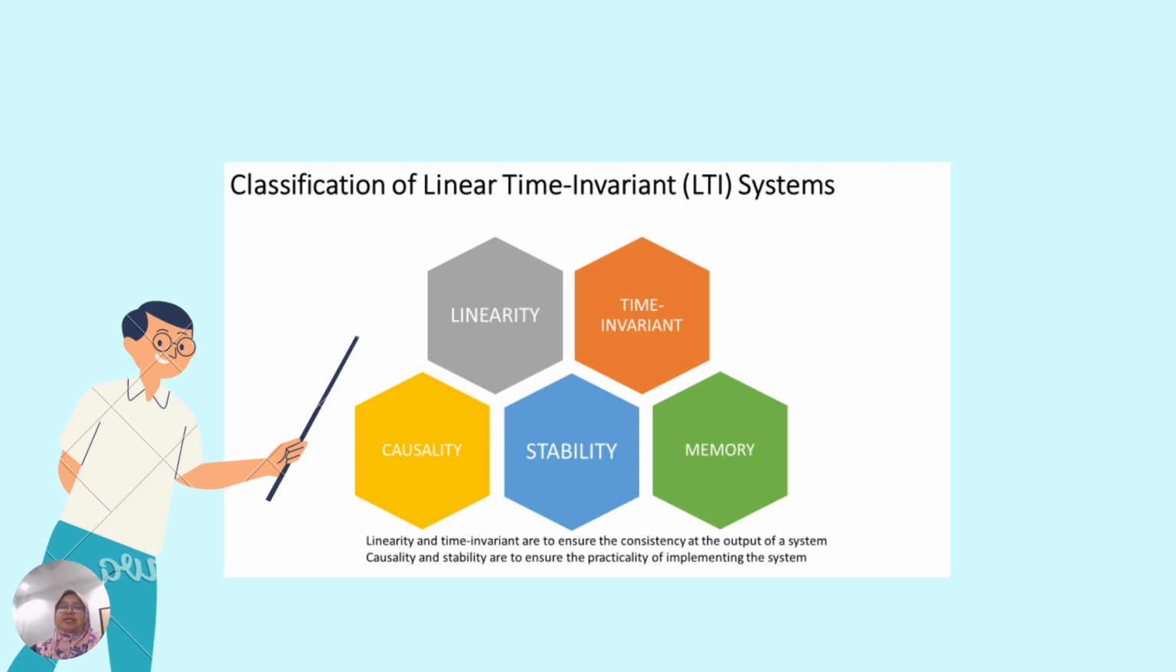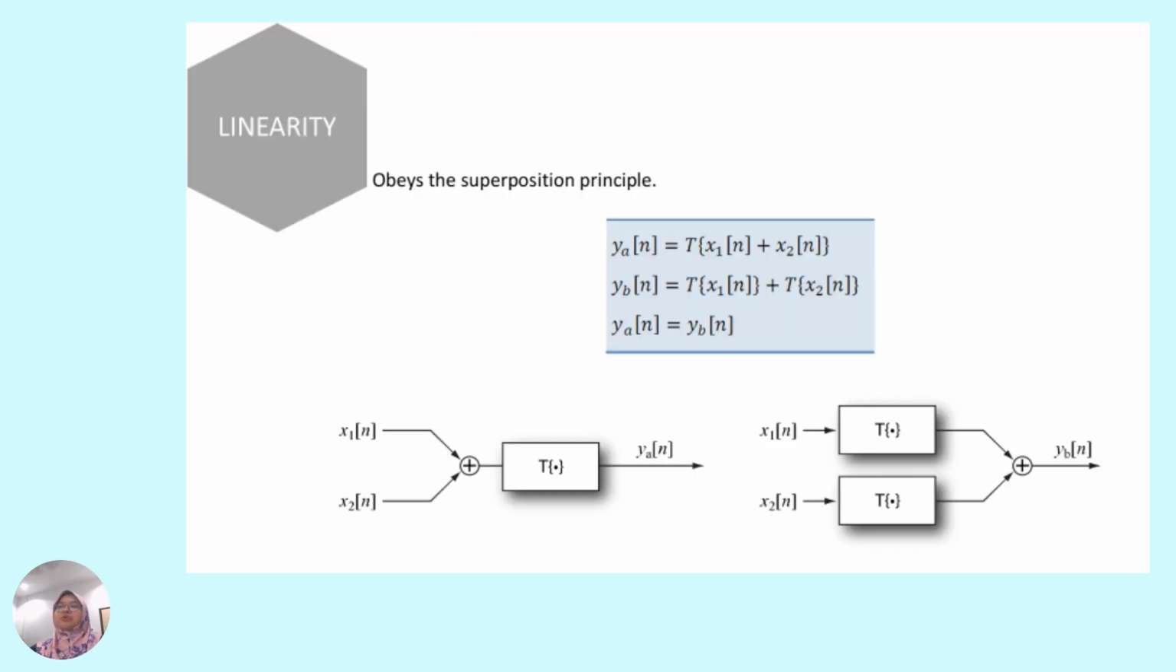Then we looked into classification of linear time invariant systems. Okay, you look at linearity, time invariance, causality, stability, and memory. So for linearity, it obeys the superposition principle. So what you need to understand is, if you look at this diagram, you see here, you have x1n and x2n going into a summation junction and then into the system. It is the same as if you put one signal into the system, and then you put another signal into the same system, and then you add them. Okay, so it is the same.